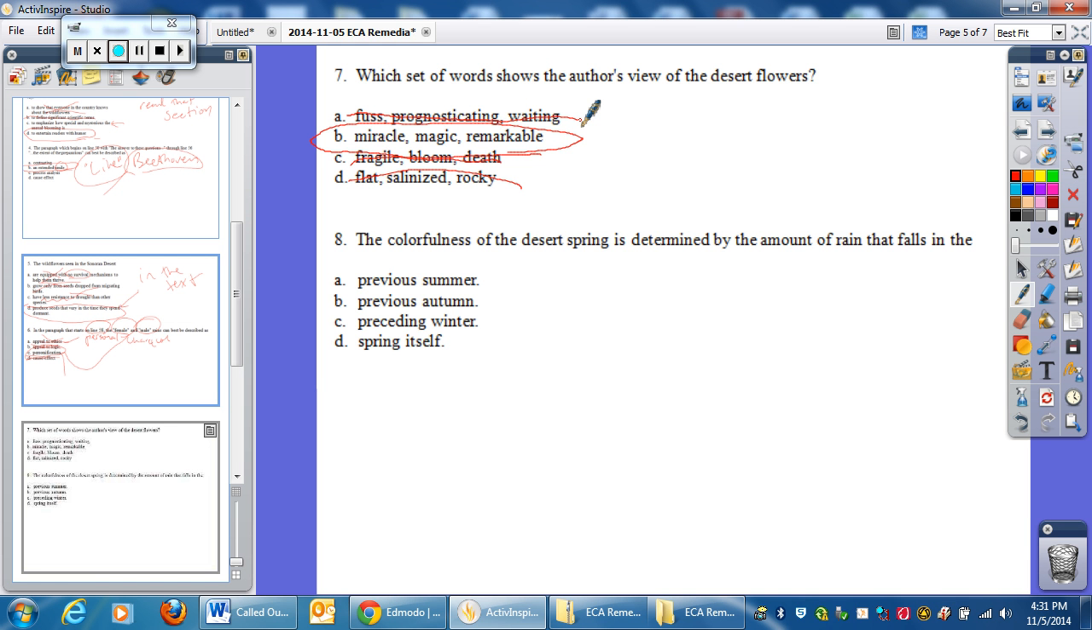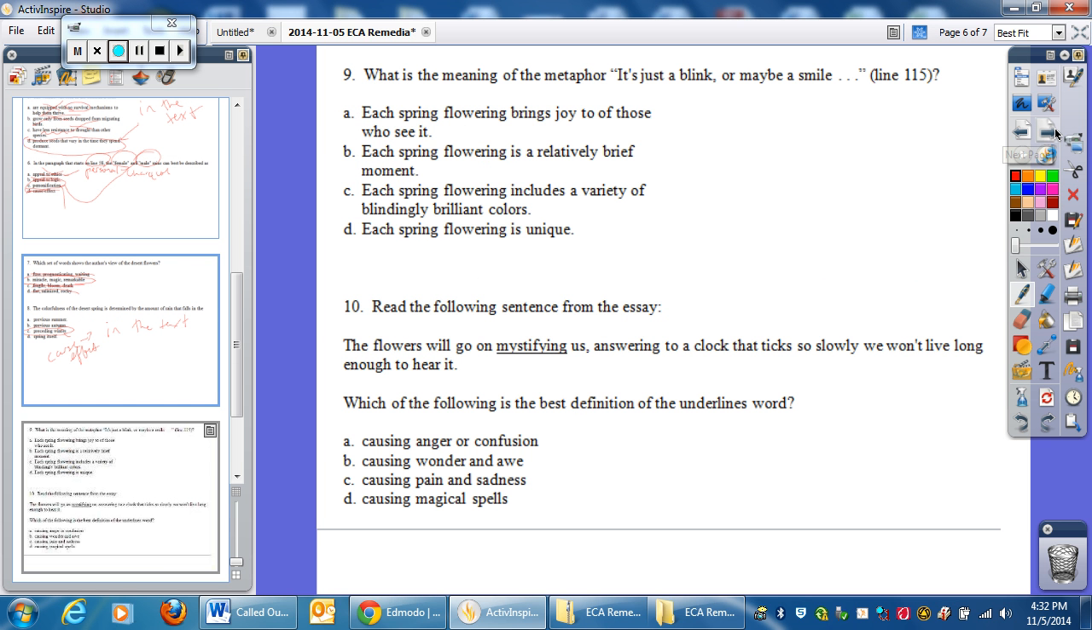All right, number 8. The colorfulness of the desert spring is determined by the amount of rain that falls in. Dude, it's in the text. And clearly, when was it raining all winter? Yep. And so, now think about this. Use your logic and reasoning. It's blooming in the spring, but where did the rain need to come from first? The winter. So it's like cause and effect. Which now brings us to questions 9 and 10.